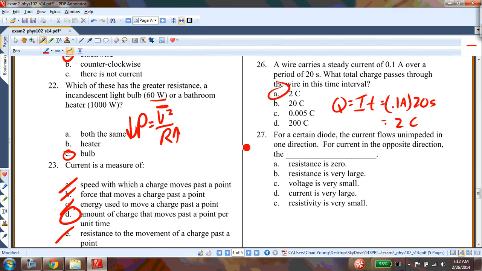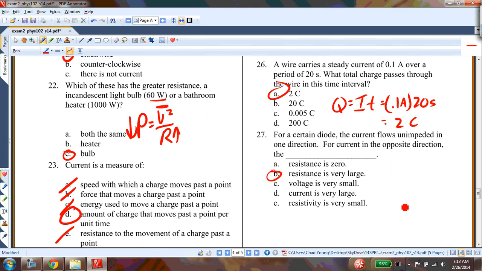And 27, for a certain diode, the current flows unimpeded in one direction. For current in the opposite direction, what is it? Well, remember, a diode opposes the flow of current in one direction, so the resistance goes very, very large. So B is the right answer for number 27.